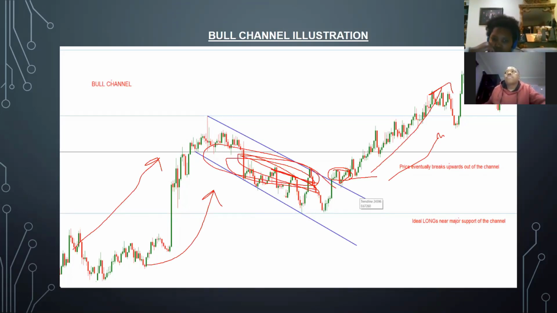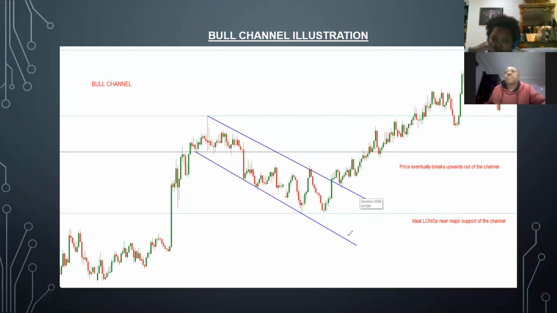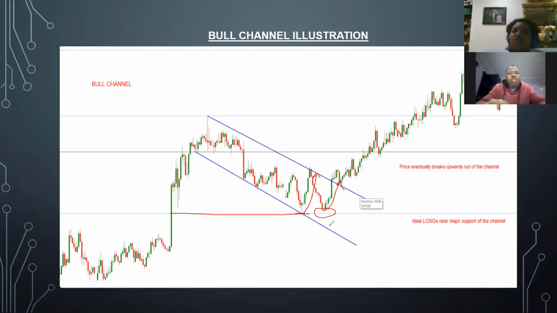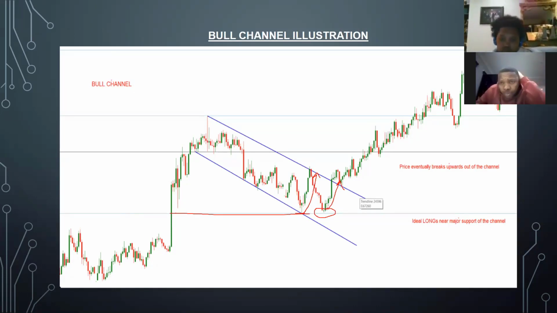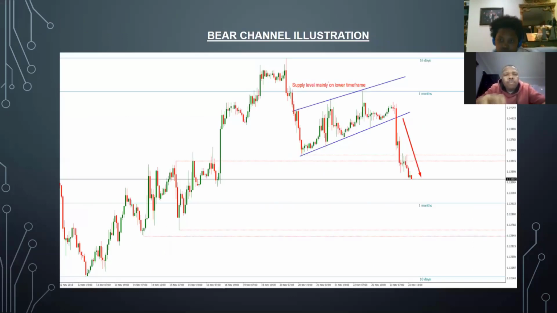Sorry, let me clear this up a bit. Look, the second time it came back again there. This time it didn't even break the previous low. The market rallied. So for aggressive traders, this is a good area they would have been looking for long trades. Now, if we go back to the bear flag, you're going to see the same thing. Let me just slide back to the bear flag. Right.